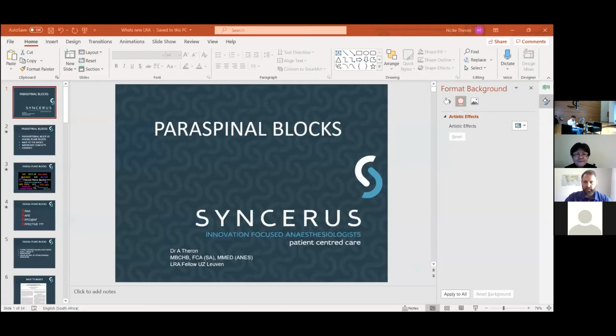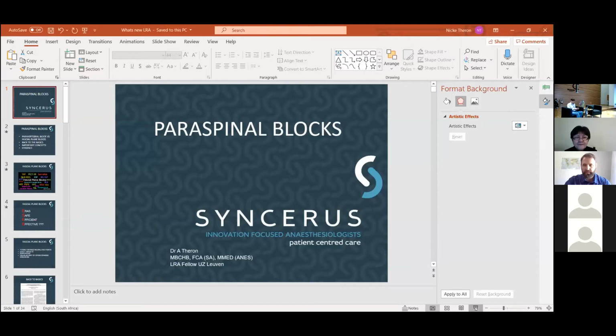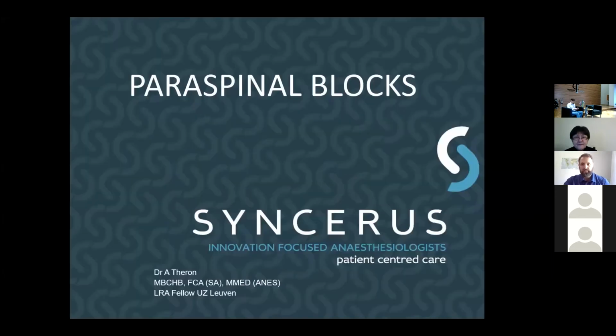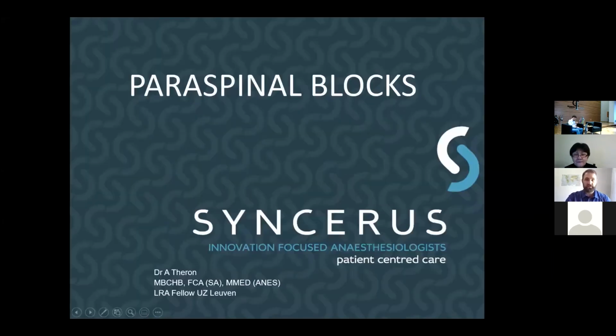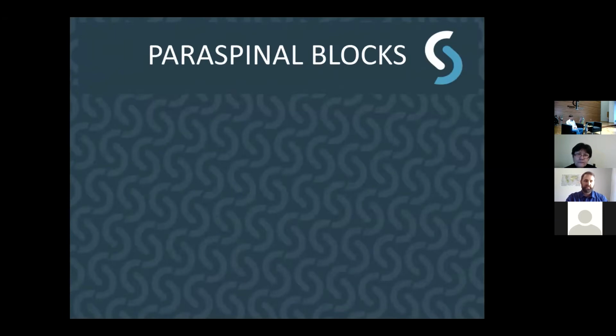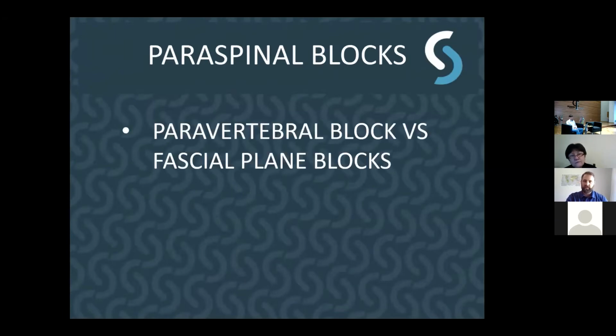Okay, so I'm talking about paraspinal blocks. Now, there has been lots of talk on paraspinals already, so I won't go into too much detail about erector spinae. I will, however, mention some of the other blocks. But first off, paraspinal blocks, there's the paravertebral block versus the fascial plane blocks that have been discussed. I will be discussing some other ones that have not yet been discussed.